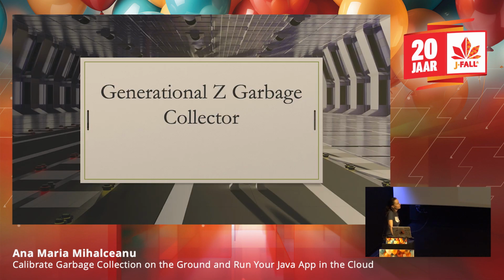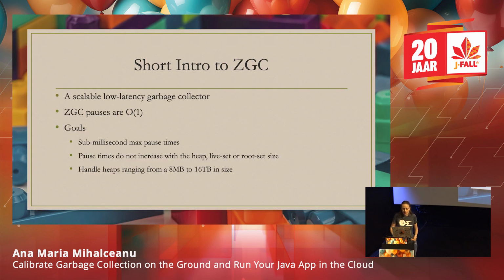Now, the last one that I prepared was generational Z garbage collector. And just as a short intro for this one, the ZGC garbage collector was introduced as an experimental feature in JDK 11 and then was declared production ready in JDK 15. So this garbage collector exists already. But at its core, this was a concurrent garbage collector, and we talk about generational garbage collectors, right? So this is why we're using generational ZGC.